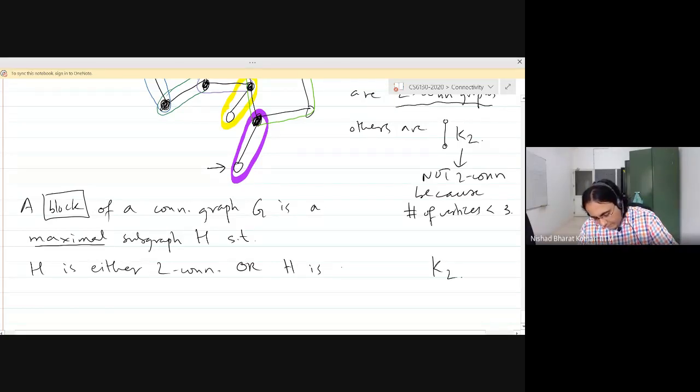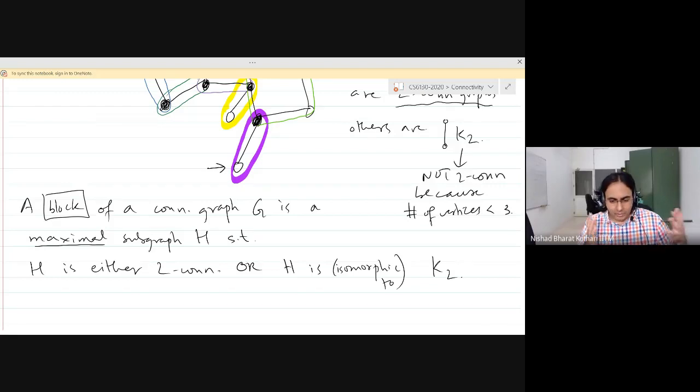In a lot of graph theory textbooks, you will see the usage "it is isomorphic to K2." I will not be using this; I will just say that the graph is K2. Isomorphic just means that it looks like K2, the formal rigorous way of saying that two graphs are the same. But I'm not going to use this term in this course. I will generally just say that the graph is K2, and what I mean is, as per the textbooks, it is isomorphic to K2.